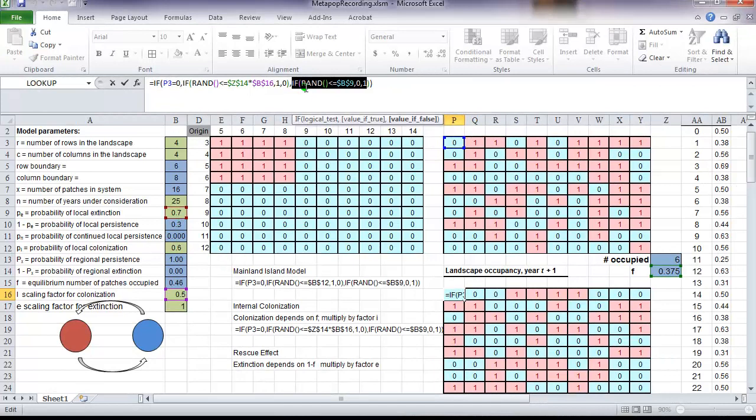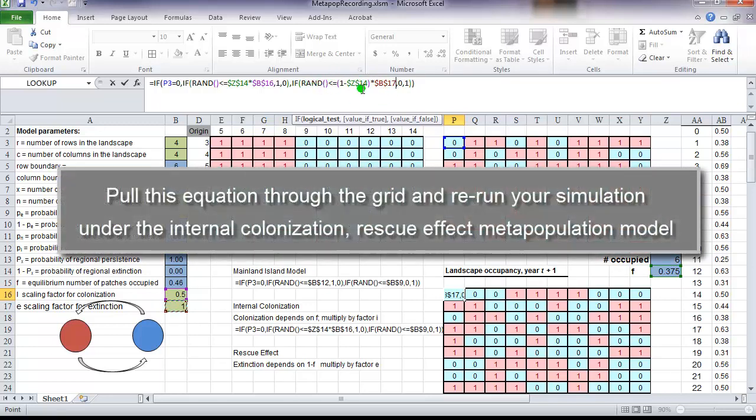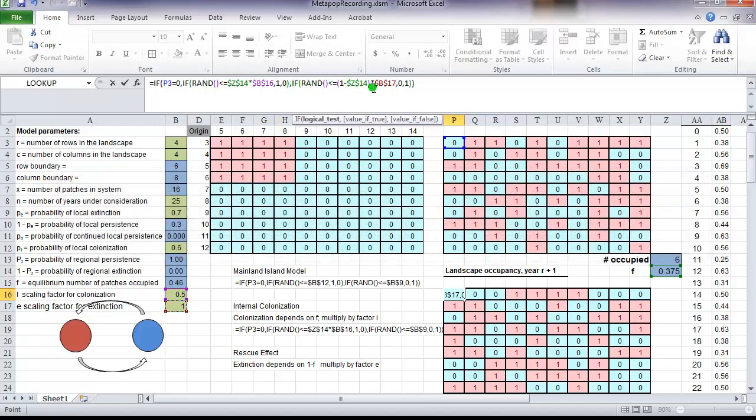Just like we did in the last exercise, instead of referencing cell B9, we're going to reference cell Z14, that's our fraction of patches, and we're going to add 1 minus the fraction of patches and then multiply it by E and anchor that reference to E. And now we've added a rescue effect into our extinction term. So this model actually includes both an internal colonization as well as a rescue effect on extinction.